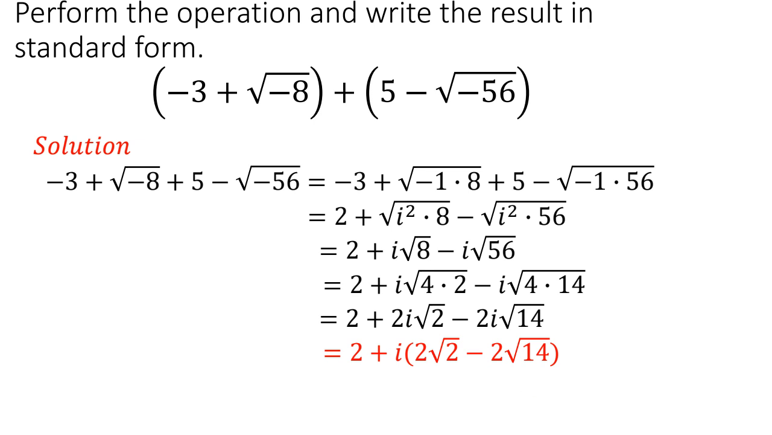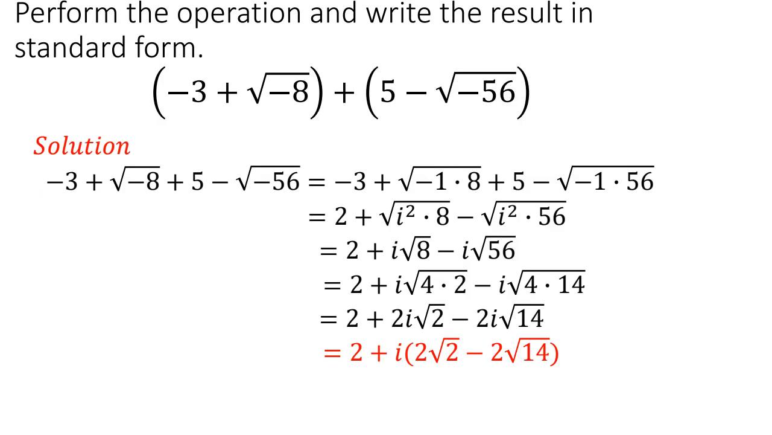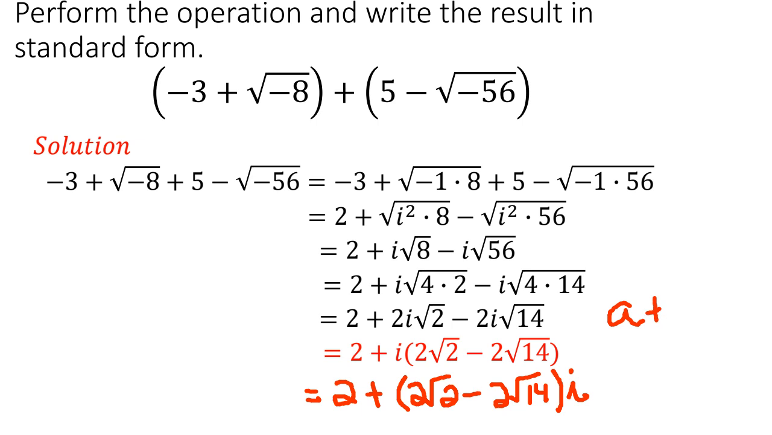And let me go back. You can leave your answer like that, but to make it look a little bit better, we can say 2 plus, and then put this here. It doesn't really matter, but let me just write it out on this side. Okay, so now we have A plus B i. So this is your B part, and that's your A.